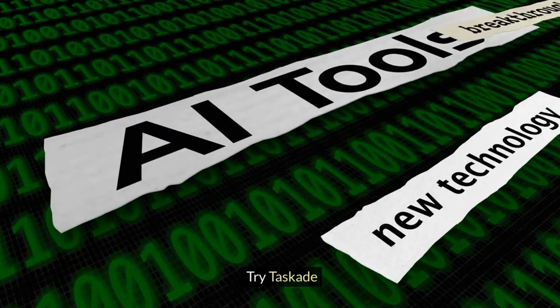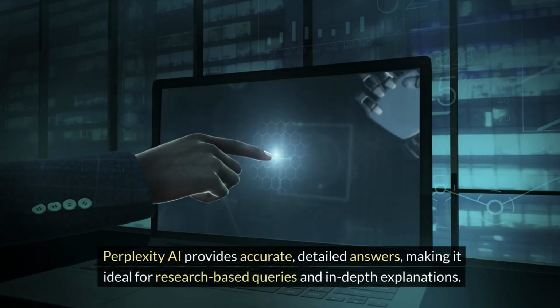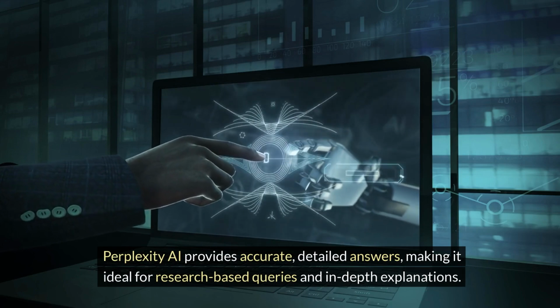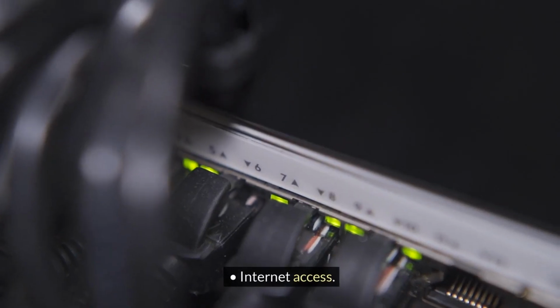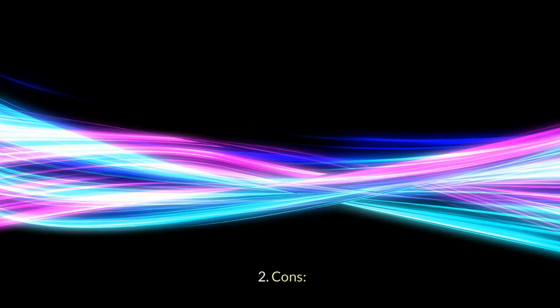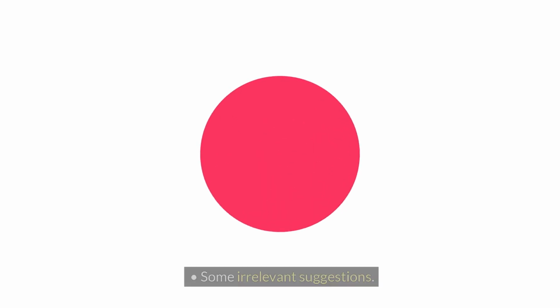Try Tascade. 4. Perplexity. Perplexity AI provides accurate, detailed answers, making it ideal for research-based queries and in-depth explanations. 1. Pros. Links to sources. Internet access. Simple UI. Provides prompt suggestions. 2. Cons. Requires a paid subscription for GPT-4 access. Some irrelevant suggestions.